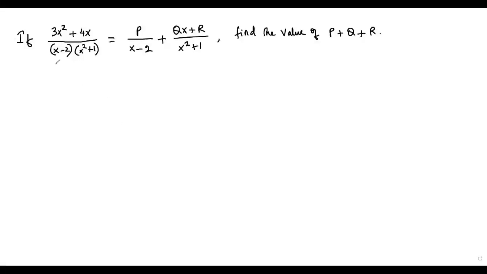Here we have a problem on rational equations. There is a rational equation given over here, and in this rational equation, we have three unknown constants P, Q, and R. And we have to find the values of P, Q, and R.